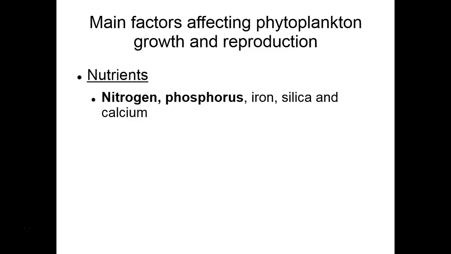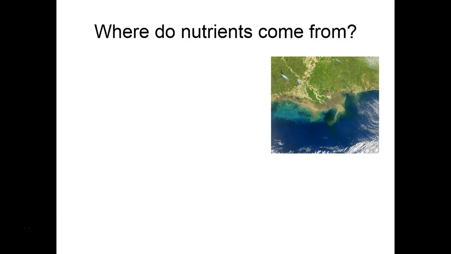Okay. So the main factors affecting phytoplankton growth and reproduction are, one, nutrients, and the main nutrients that we're going to focus on are nitrogen and phosphorus. Iron, silicon, and calcium are important as well, as we've already learned. Okay, so if nutrients are important, then how do we get nutrients into the water? Where do they come from?